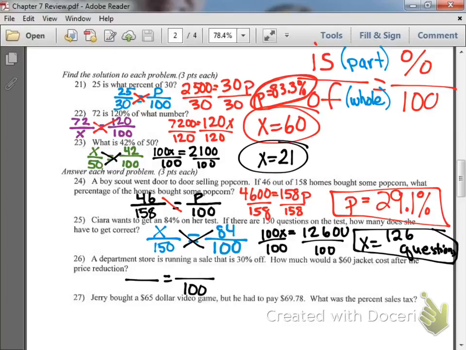So where does the 30 go? Yeah, it goes on the percent. 60 is the original price, so that's going to go on the bottom. And then we're looking for the X. So when I cross multiply, I get 100x equals 1,800. And when you solve for that X, you're getting that X equals 18. Now, is 18 the amount you pay for the jacket?